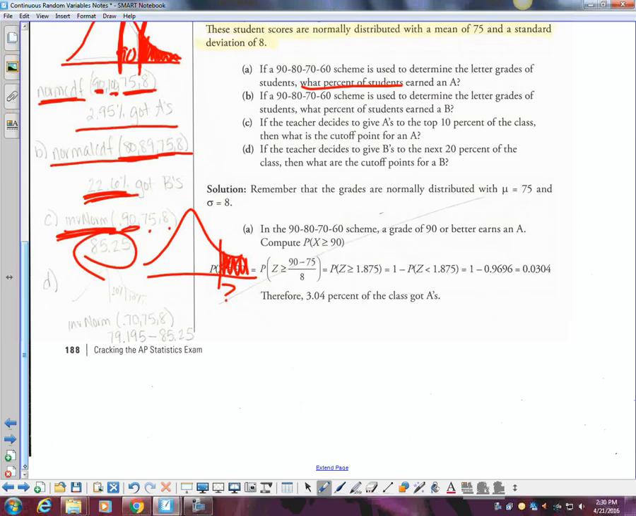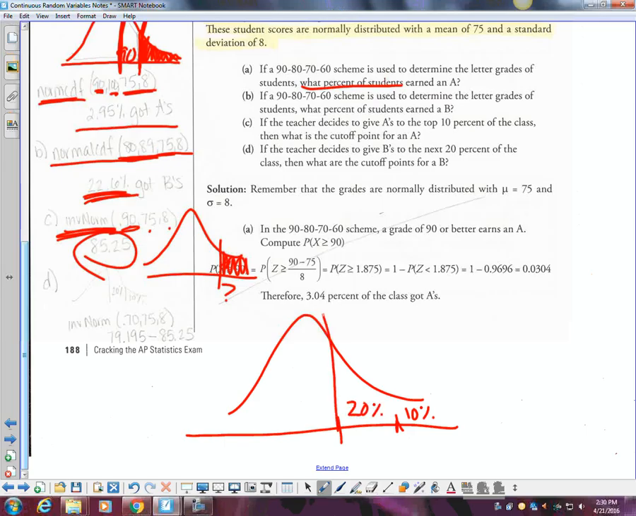If the teacher decides to give B's to the next 20%, okay, what would you draw? That's what you would type in your formula. What would you draw? The B's to the next 20%. What did we have first? We had 10% that were A's. I now want this to be 20%. So how do I know how much area that is? 100 minus 10 minus 20.